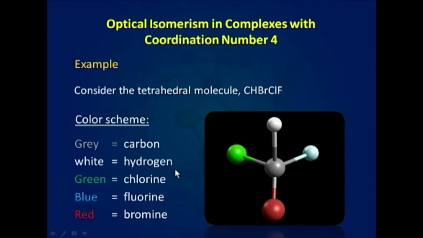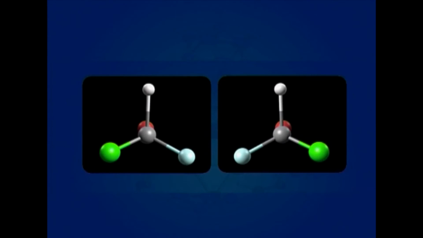Now let's have an example of a tetrahedral compound, CHBrClF. This is carbon, hydrogen, fluorine, bromine and chlorine. Is this molecule optically active? In other words, does this molecule have optical isomers? Let's take the mirror image method first.